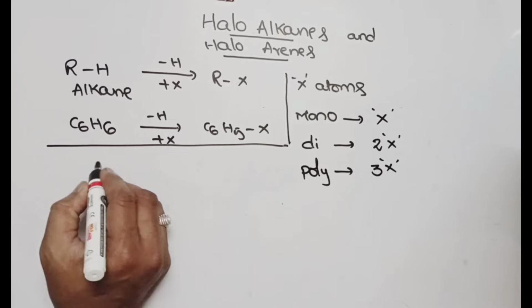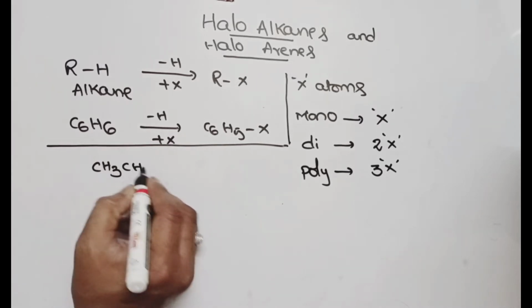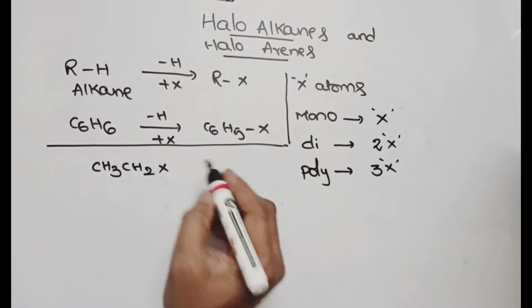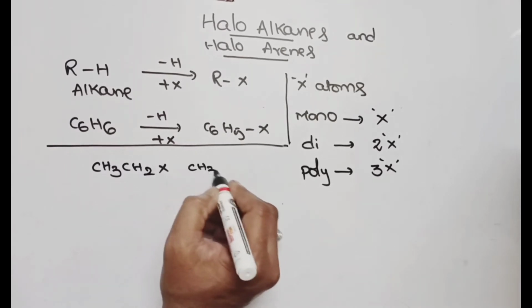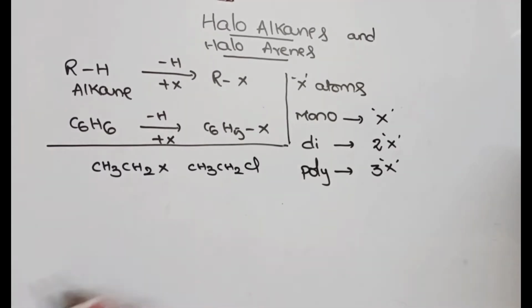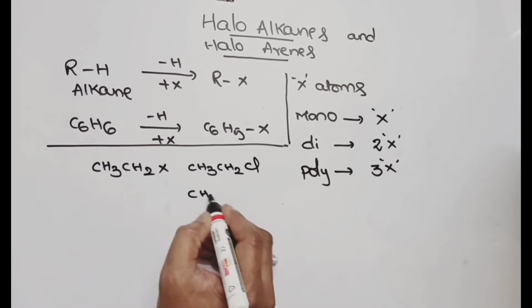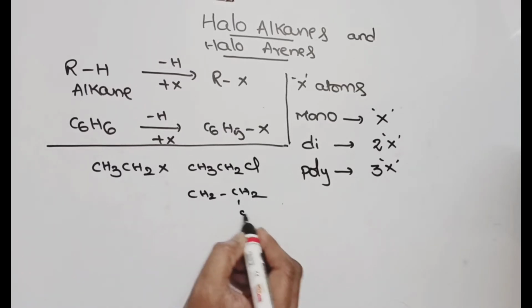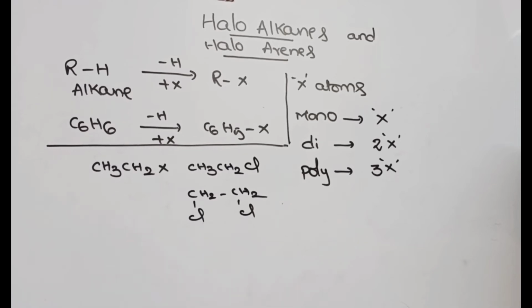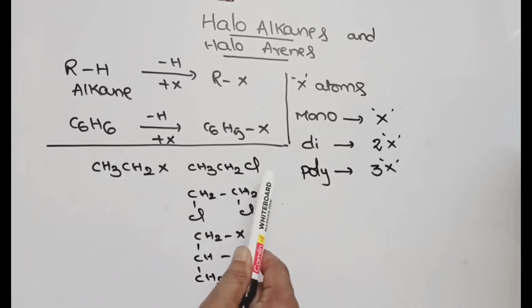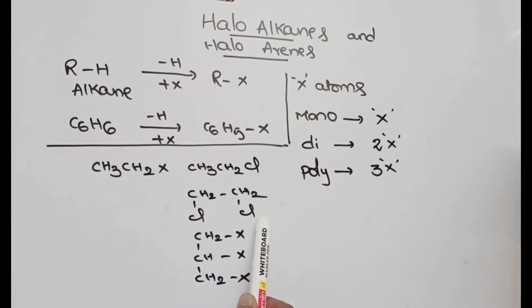monohaloalkanes example, CH3CH2X, for example CH3CH2Cl, chloroethane. Dihaloalkane consists of two halogen atoms. Polyhalogen derivatives consist of minimum three halogen atoms, which consist of more than two halogen atoms, CH2X. Monohalogen derivative, dihalogen derivative, and polyhalogen derivative.